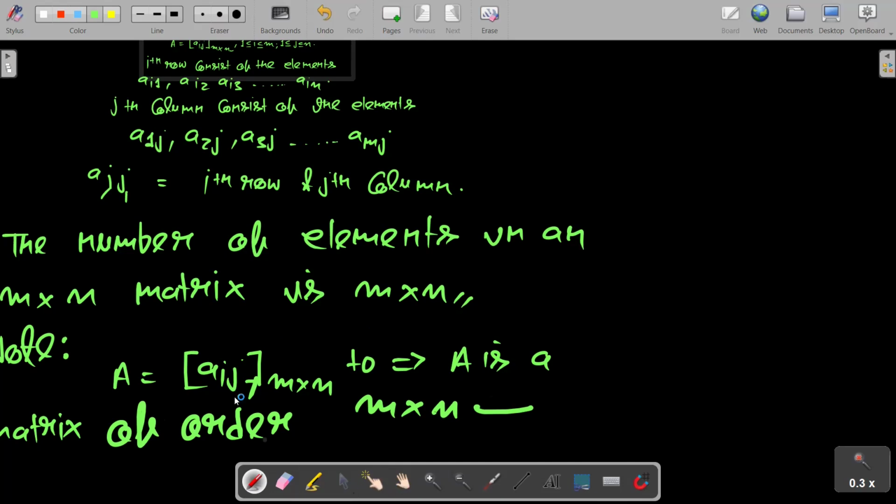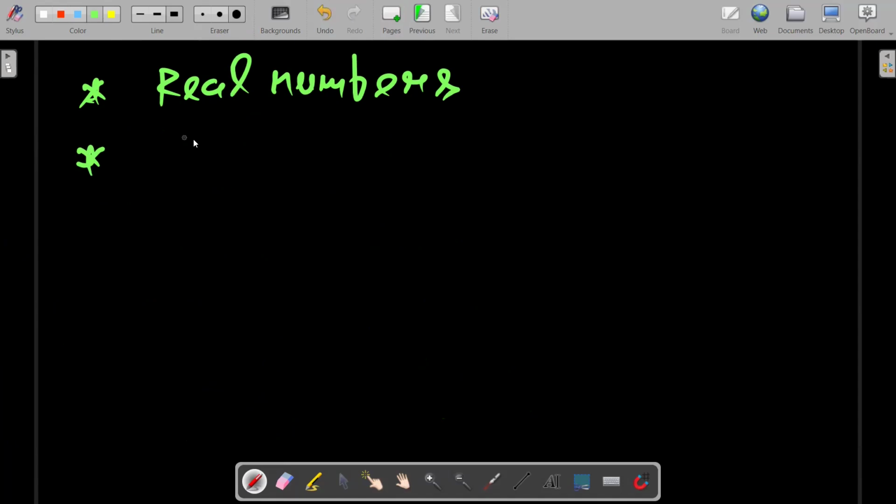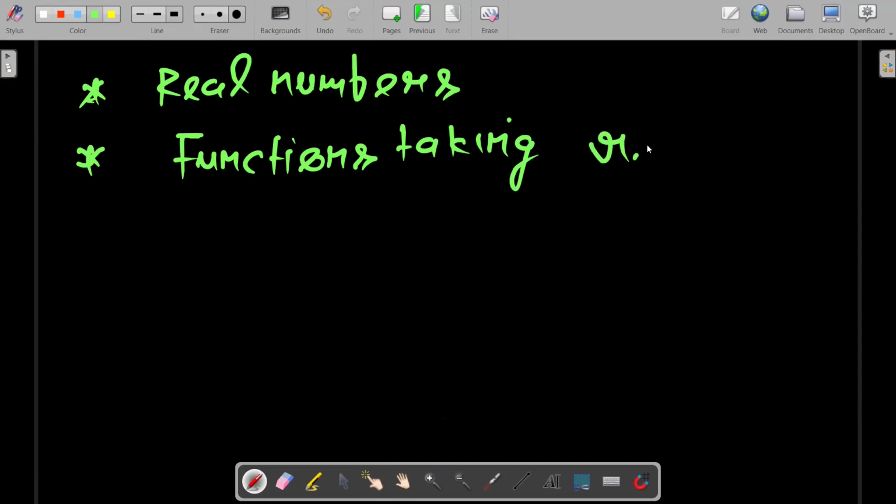Now, second note: we shall consider only those matrices whose elements are real numbers or functions taking real values.